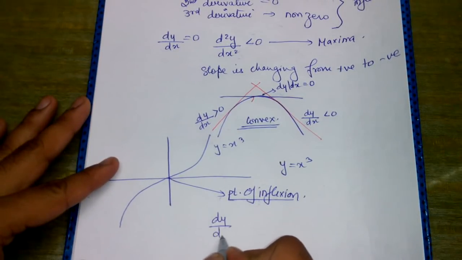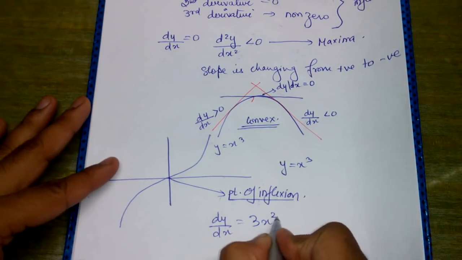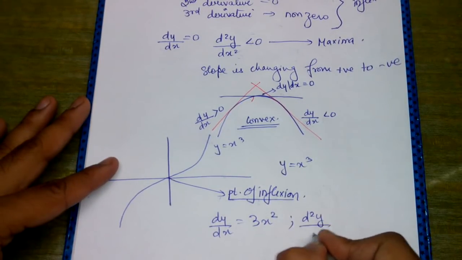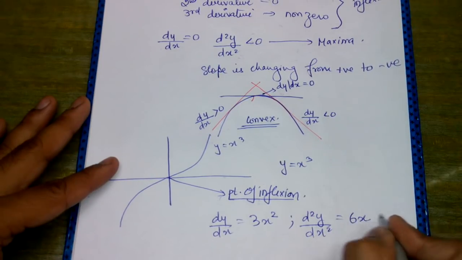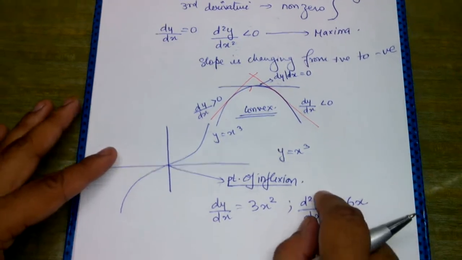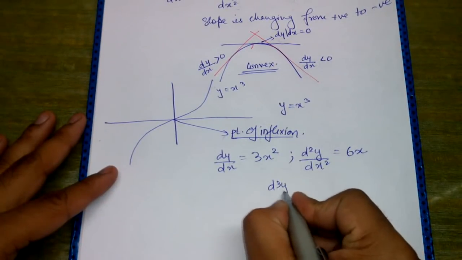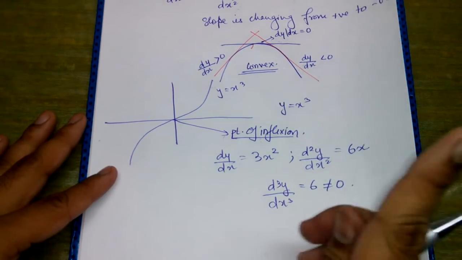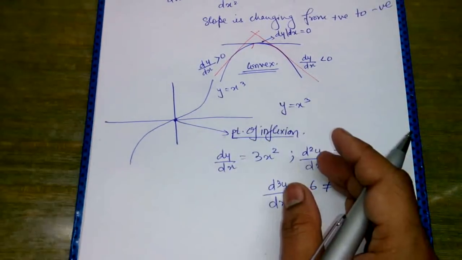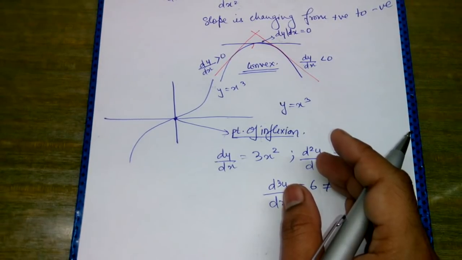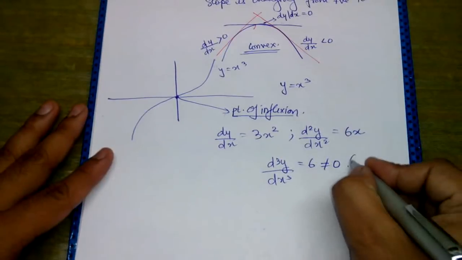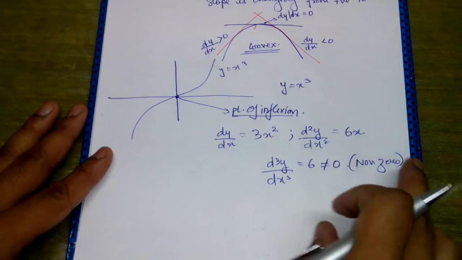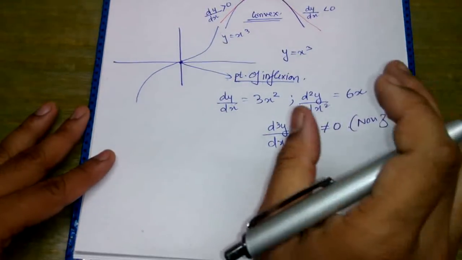Because dy by dx is equal to 3x square, and at x is equal to 0 this is equal to 0. Then d square y by dx square is equal to 6x, and at x is equal to 0 this is also equal to 0. But if we take d cube y by dx cube, this is coming out to be 6, which is not equal to 0, and hence this point is the point of inflection. This is the point of inflection because this is a non-zero value. So if the third derivative is coming out to be non-zero, then the point corresponds to the point of inflection.